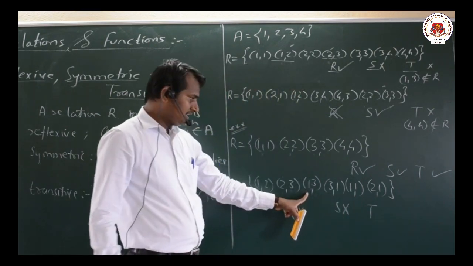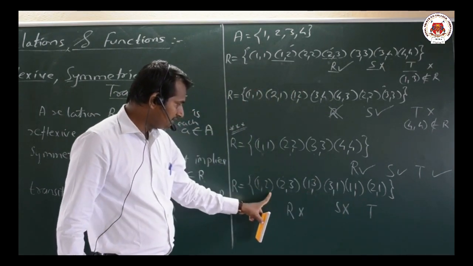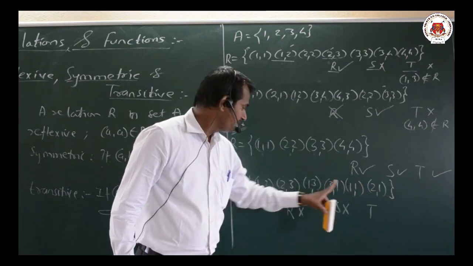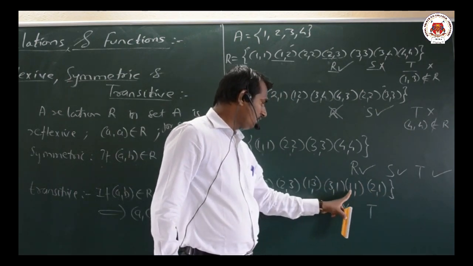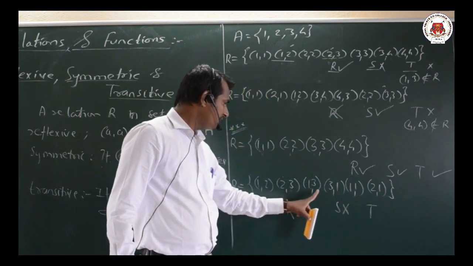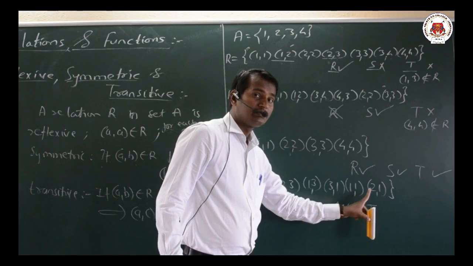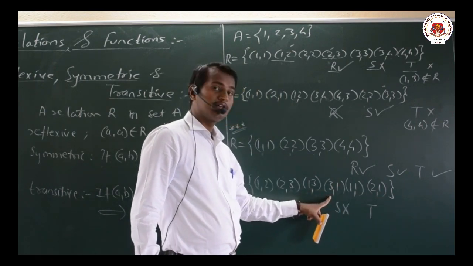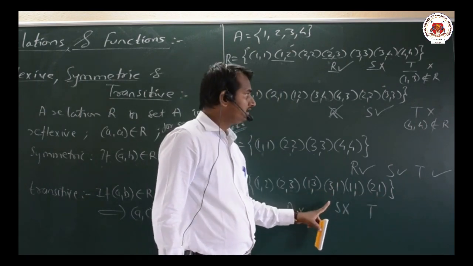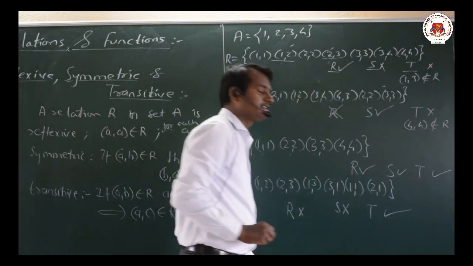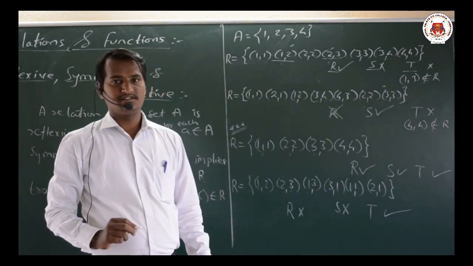Next, again the same thing here. 1 2 is there. Starting with 2 means 2 1 is there. Therefore we are having 1 1 here. At last 3 1 and 1 1. What should we have? 3 1 we should have. That is also present here. Therefore we say it is an example for transitive.